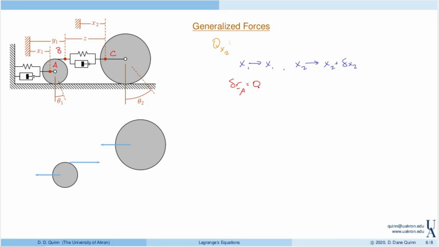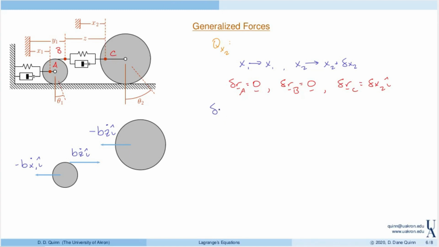Now the displacement of A is equal to 0 because x1 remains fixed. There's no virtual displacement, and so the virtual displacement of B is 0. And the virtual displacement of C is exactly delta x2 in the I direction. Once again, these forces are minus B x1 dot in the I direction, plus B times Z dot in the I direction, and then minus B Z dot in the I direction.